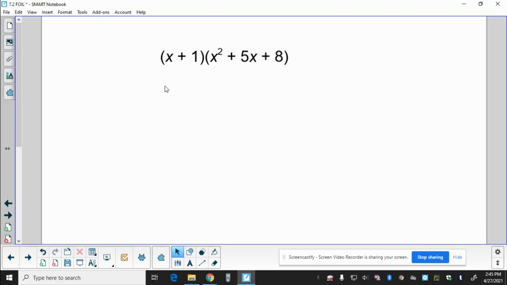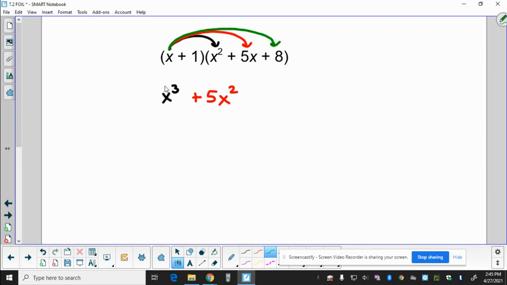All right, here we go. Let's see what we get here. That'll be x to the third. That'll be 5x squared. And then this will be plus 8x. All right, let's go to the next distributive property. That would be 1x squared. 1 times 5x would be 5x. And then 1 times 8 will be 8.